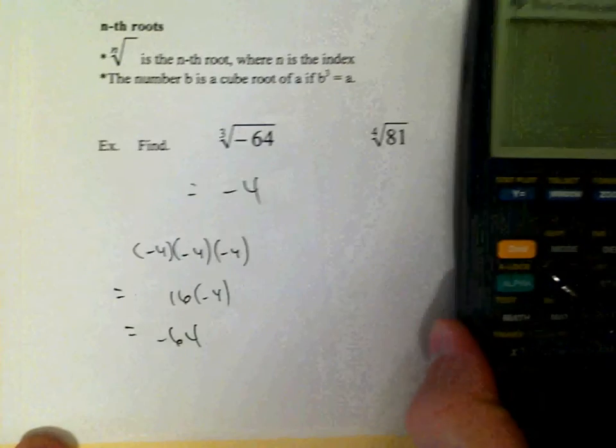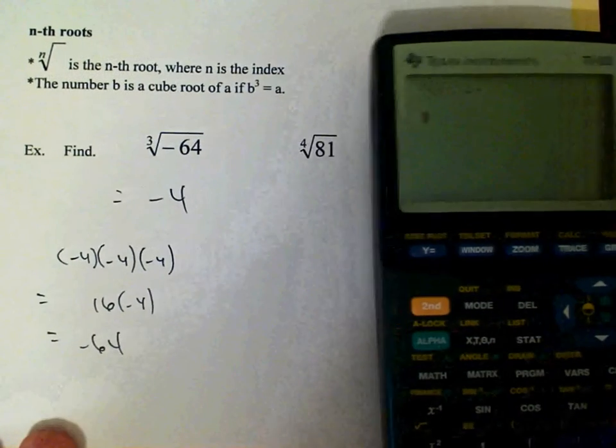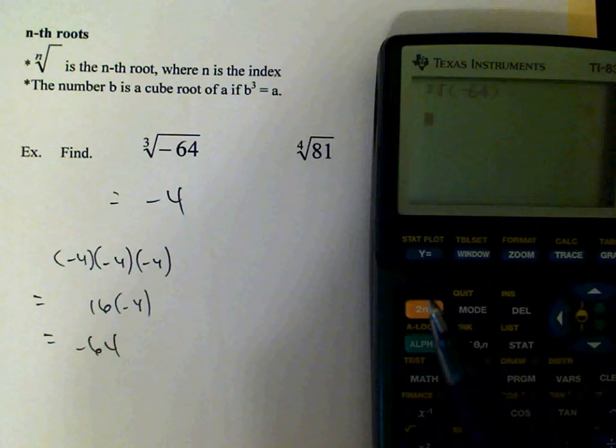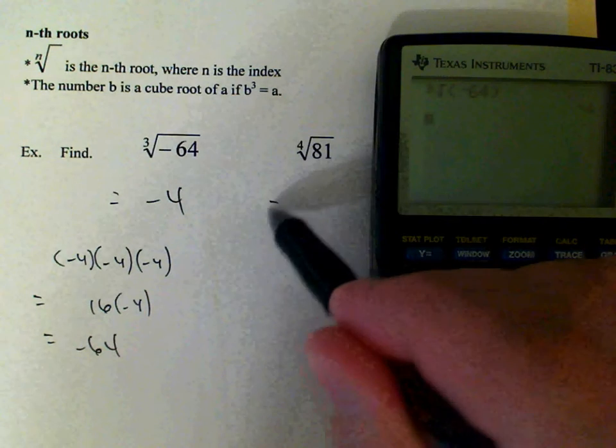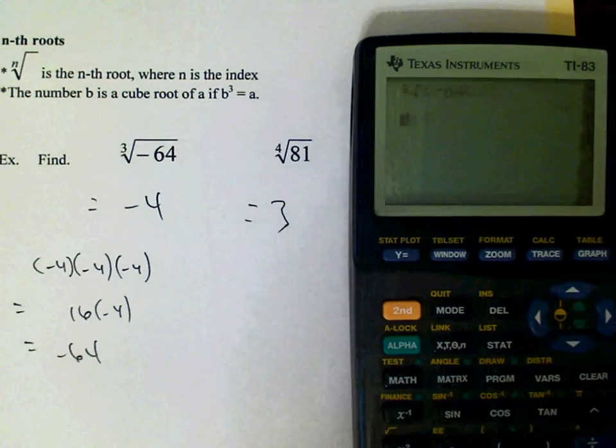I'm going to go ahead and do the fourth root of 81 to show you how that's done. But once again, the index is 4. You're thinking, what number times itself 4 times gives you 81? The answer is a 3.